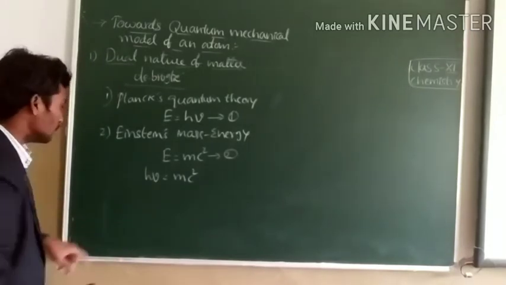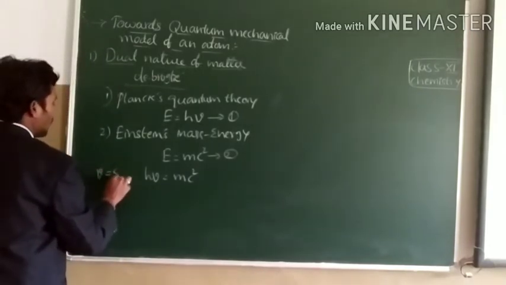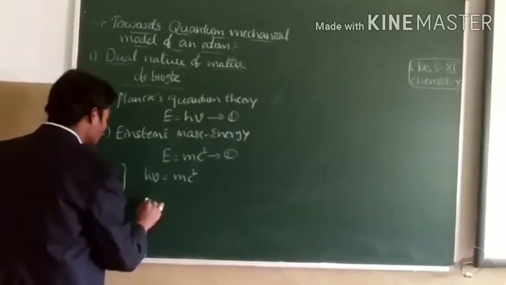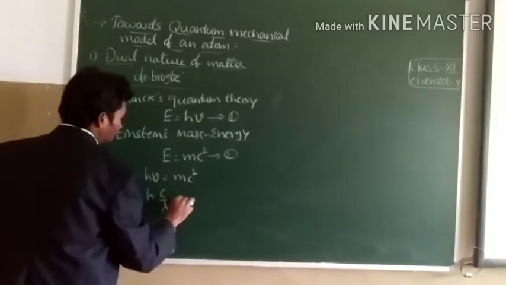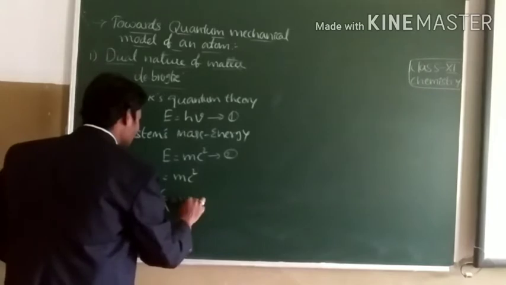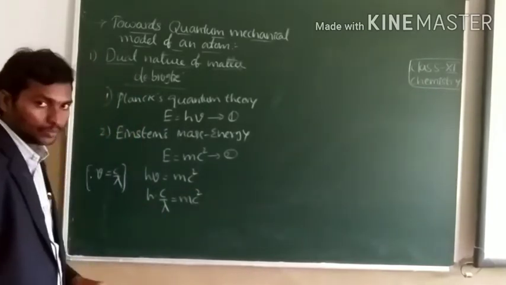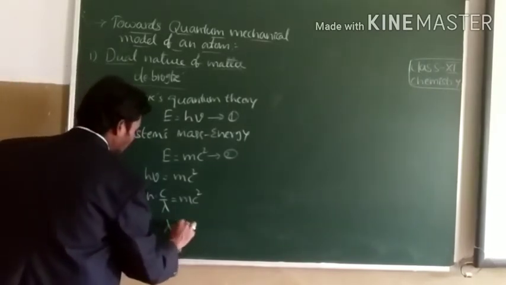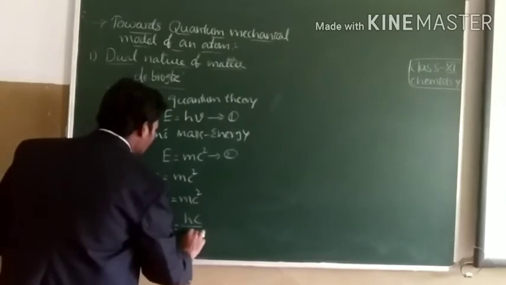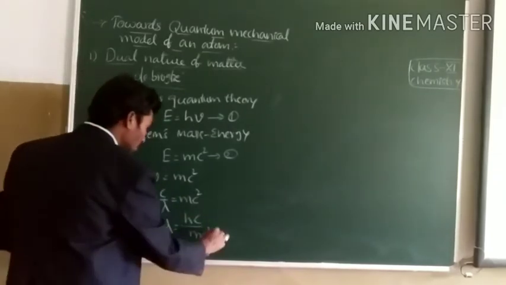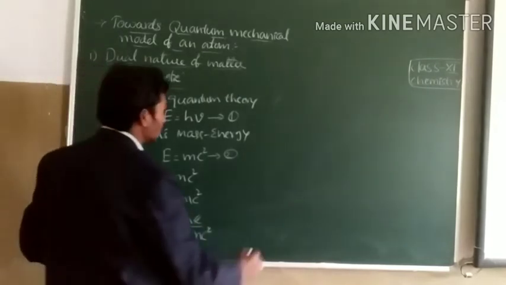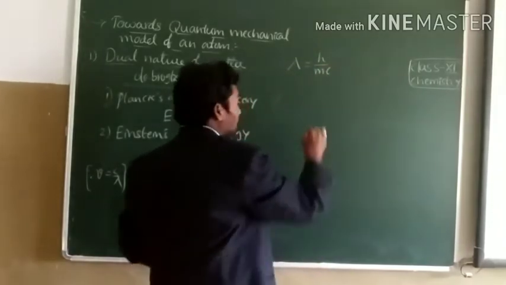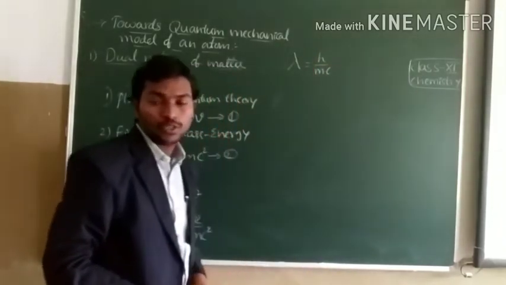We know that nu is equal to c by lambda, the frequency of radiation being inversely proportional to wavelength. Substitute nu in h nu is equal to mc square, so h c by lambda is equal to mc square. What we want is the lambda value, because we want to find the wavelength of the radiation. So lambda is equal to hc by mc square. Here one c cancels, and lambda is equal to h by mc.